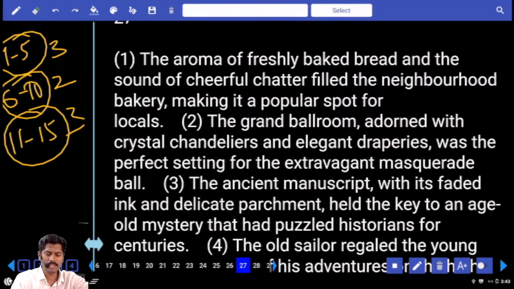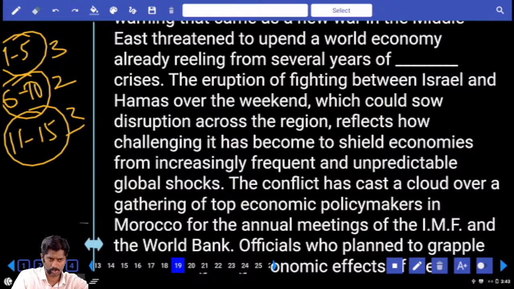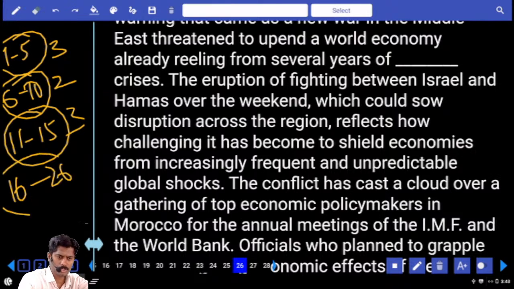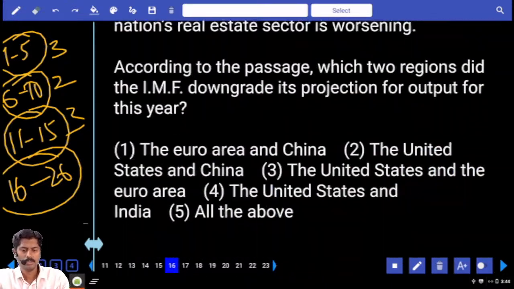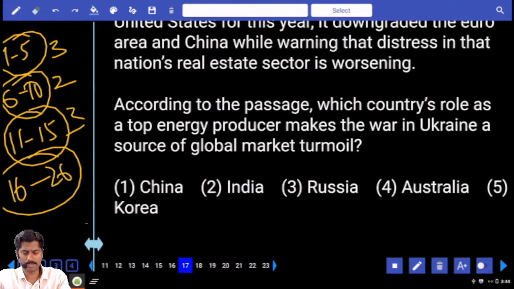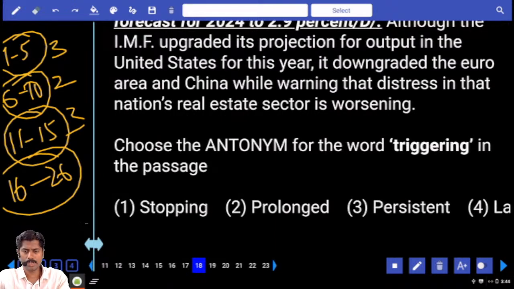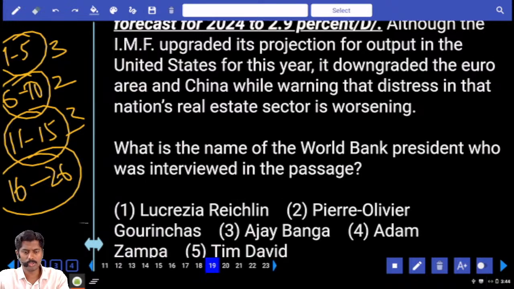Okay, in comprehension, how many marks can we keep? Because 11 questions are given if I am not wrong. 16 to 26 questions. How many can we mark? First one direct, second one direct, third one a bit doubtful. Fourth one easy, so 3.